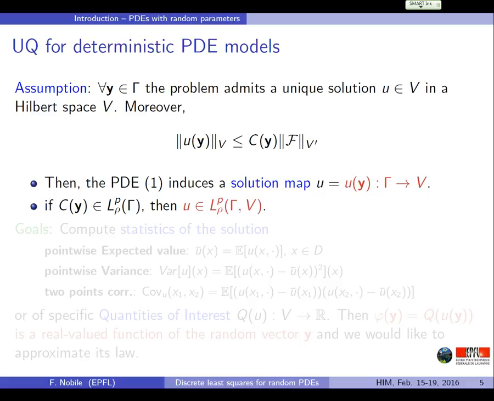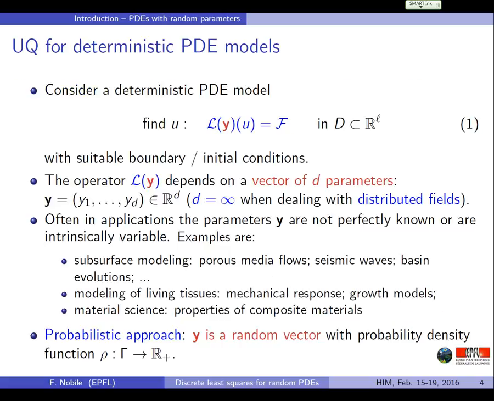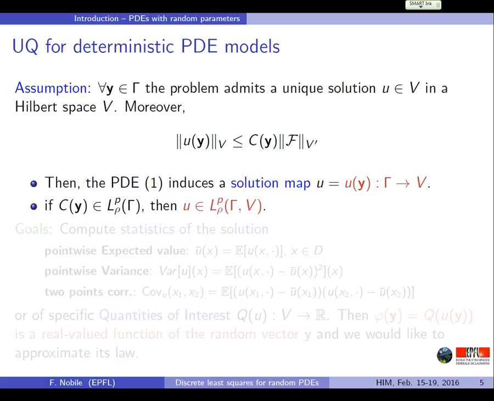So you have the measure of this random vector y, and you pass it through your equation, and somehow you want to characterize the measure of the output. Of course, if you want to do this, you have to assume that you have a solution map, an input-output map. So for any y, you get a solution u. This allows you to propagate the measure.